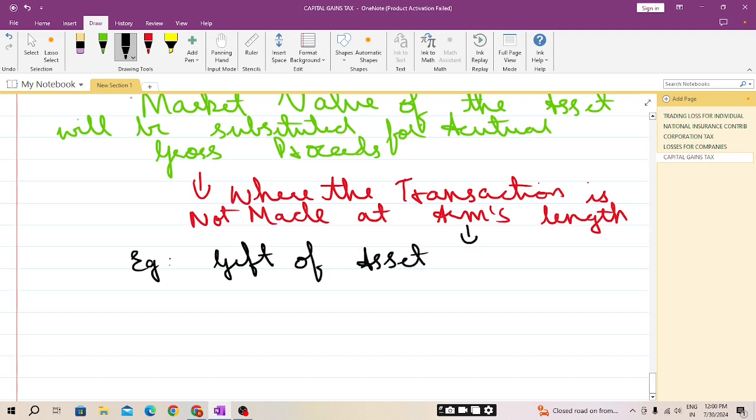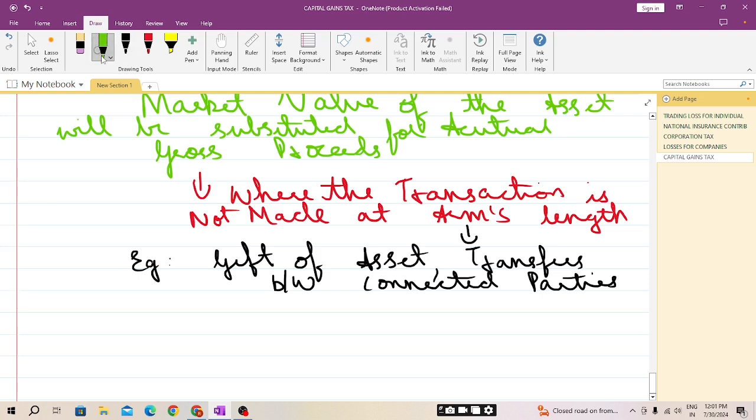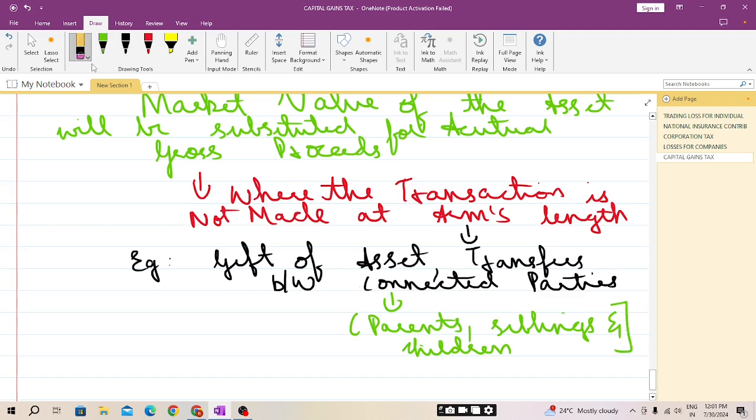The arm's length examples are gift of an asset and transfer between connected parties. Connected parties means students, parents, siblings, and children. This is for tax purpose. But when coming under the ATX, we have more detail on what the term connected party means.